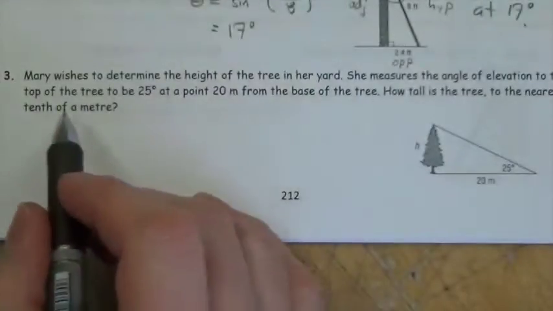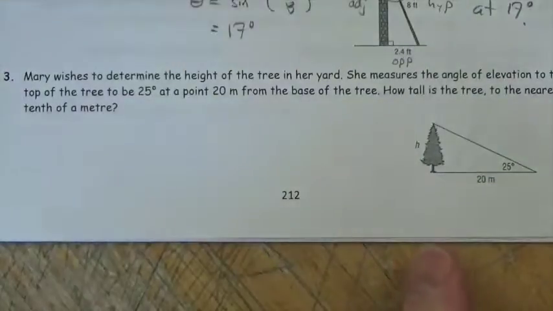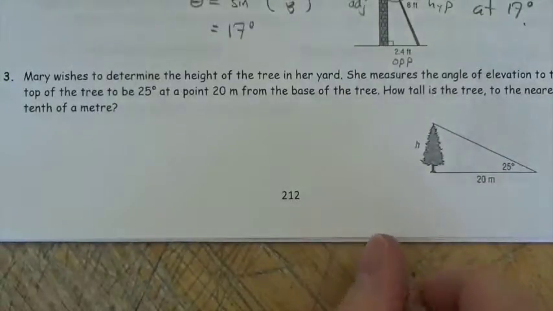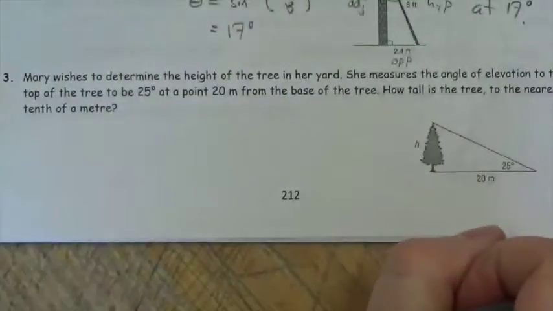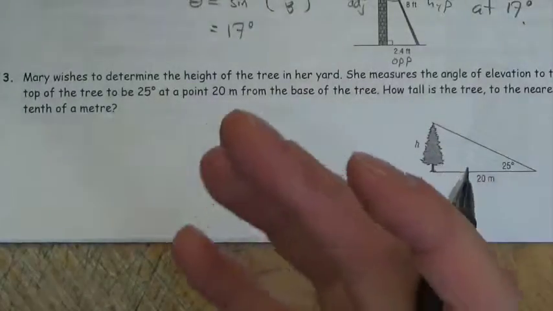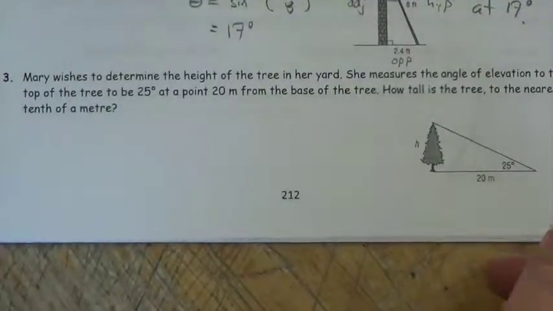All right, now in this question we read that Mary wishes to determine the height of the tree in her yard. This is a classic trig problem. In fact, this is such a classic trig problem you'll see something like this in a Sherlock Holmes book, where in one of the mysteries he uses trigonometry, and it's about the height of a tree. It's always the height of a tree.